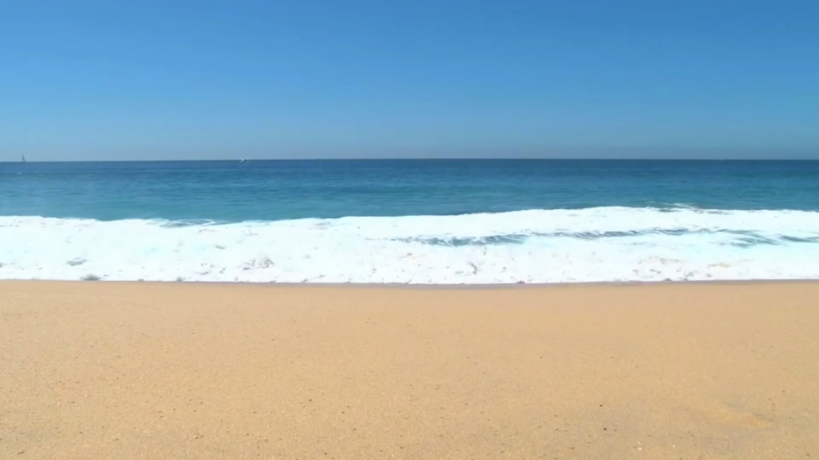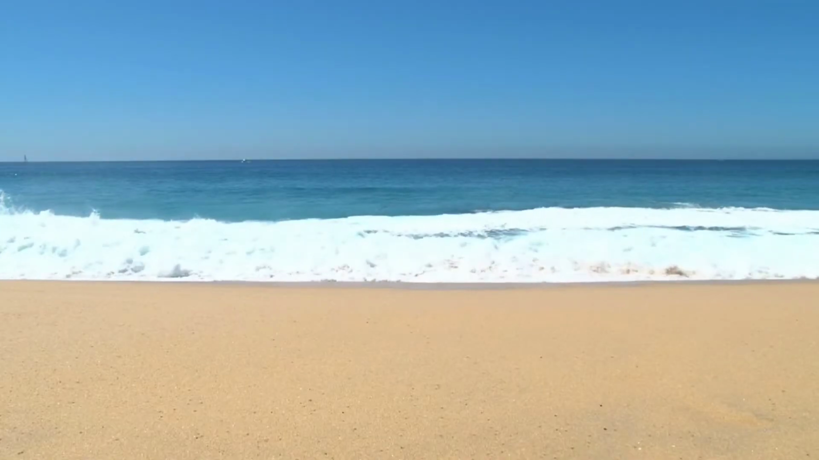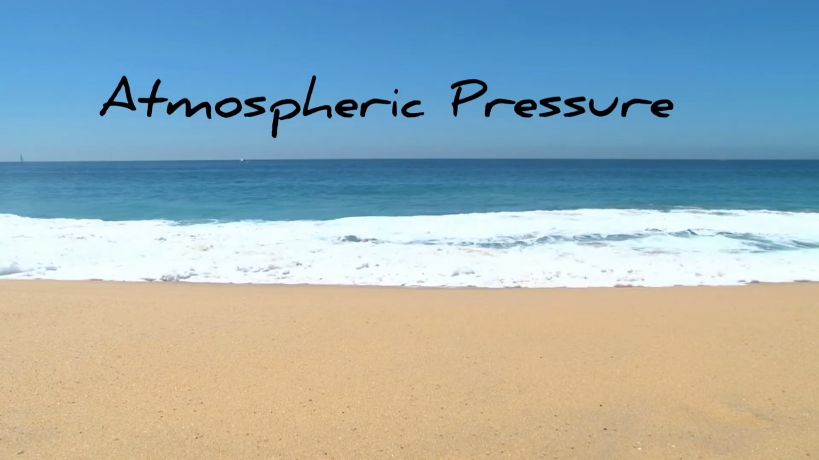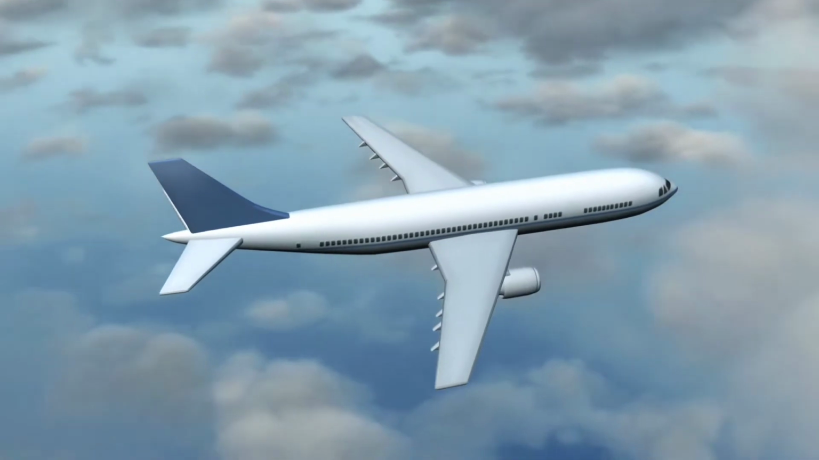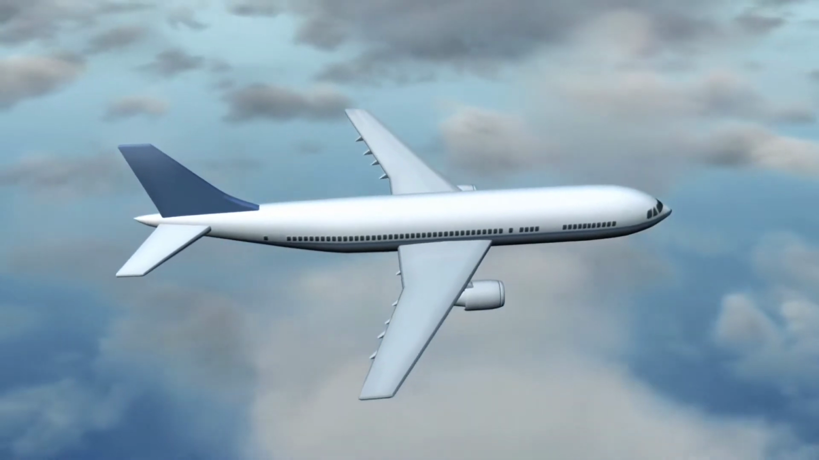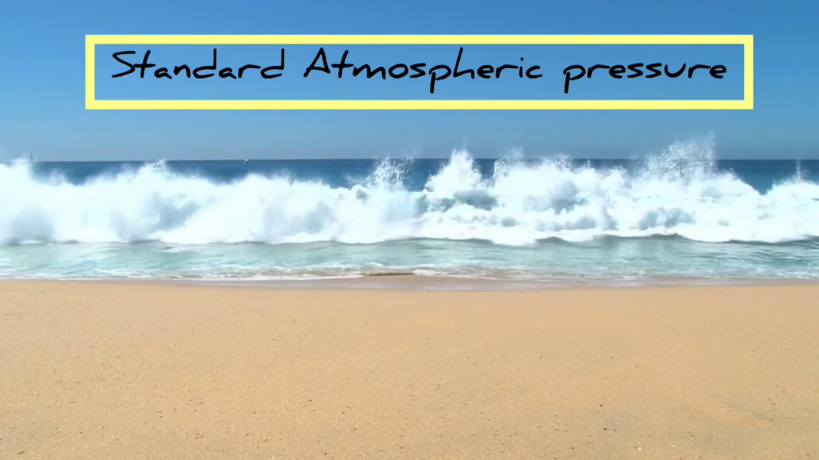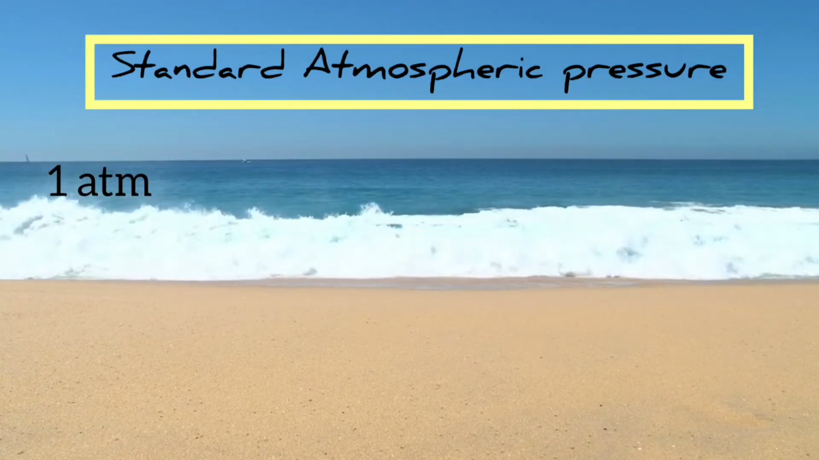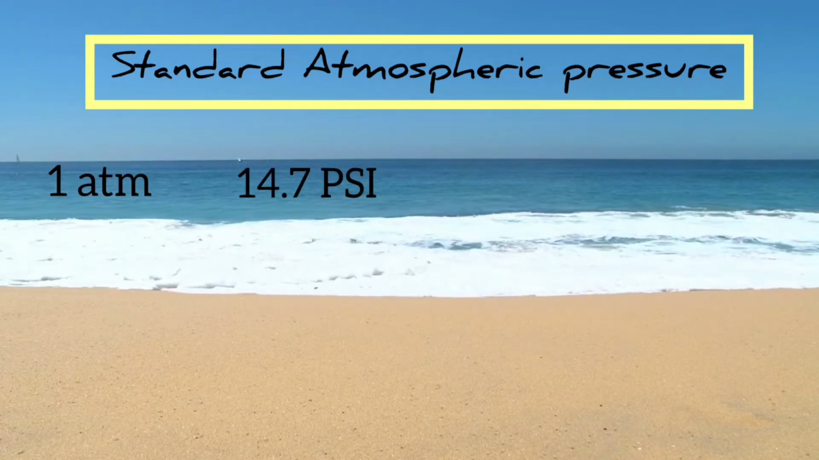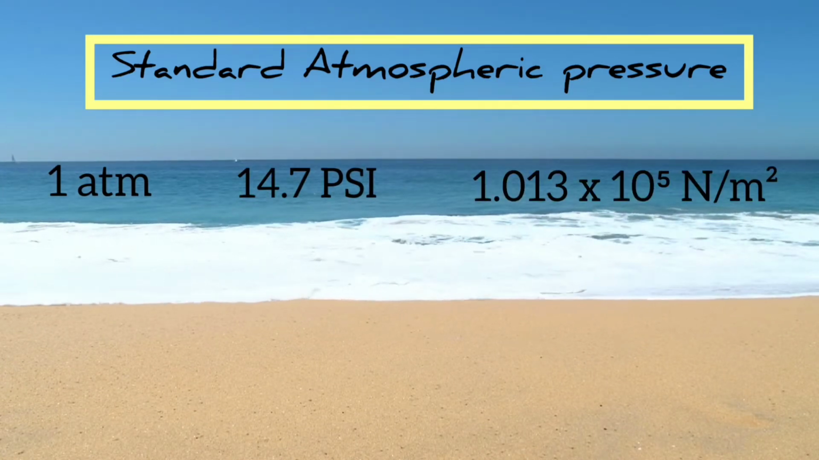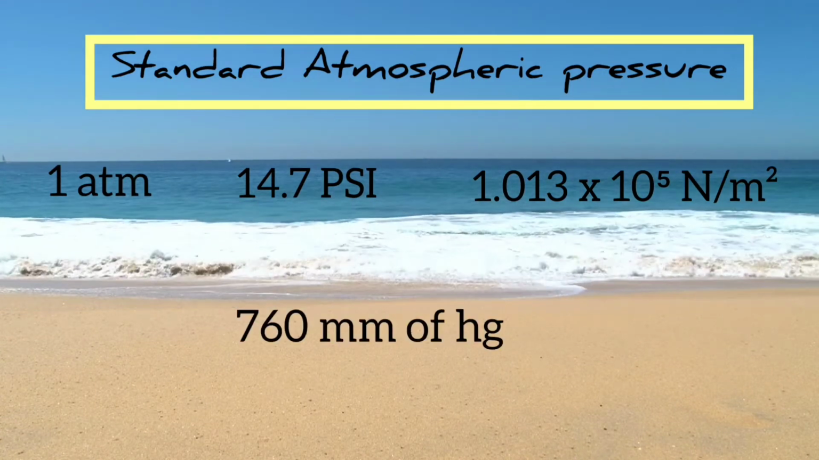So at sea level, the density of the air will be more because it has been compressed by the air above it. This compression of the air is called atmospheric pressure. In order to calculate the pressures at different altitudes, we need to have a standard pressure to be compared. So the standard atmospheric pressure at sea level is termed as 1 atmosphere, which is equal to 14.7 pounds per square inch, or 1.01325 times 10 to the power 5 Newton per meter square, or 760 mm of mercury.